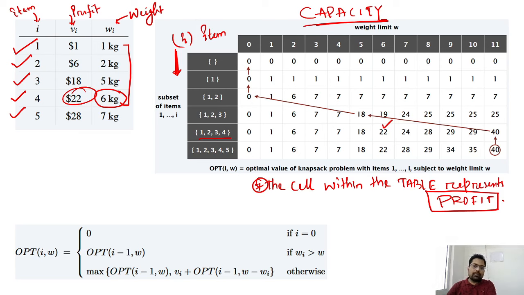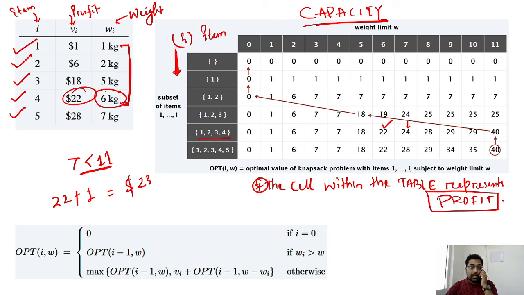Now you go for the hit and trial. For 7th one, you add 6 plus 1. Whether 7 is less than 11? Yes. Next, the profit is 22 plus 1, which is $23. Previously it was 24. So no need to update. You just simply keep the value.